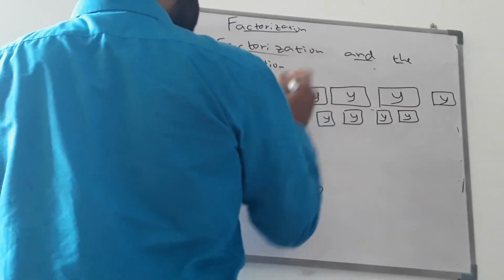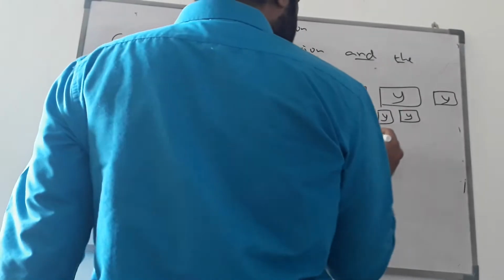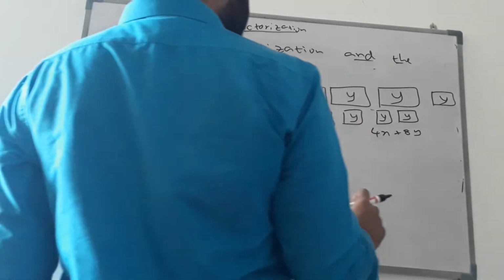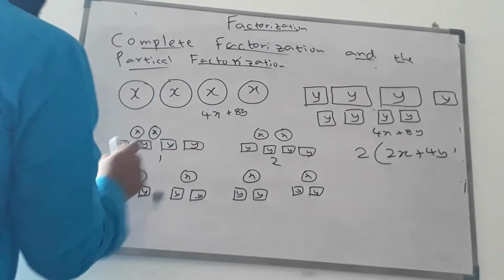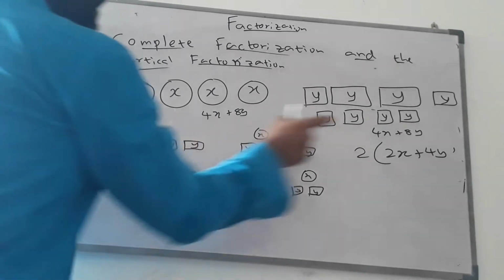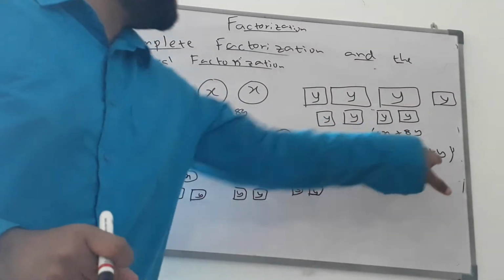So here it is 4x plus 8y. We can make 4x plus 8y, as in the first method, into two groups, where it is 2 times (2x plus 4y). Two groups, first and second. First group has 2x's and 4y's. Second also has 2x's and 4y's. So there are two types of 2x's and 4y's.